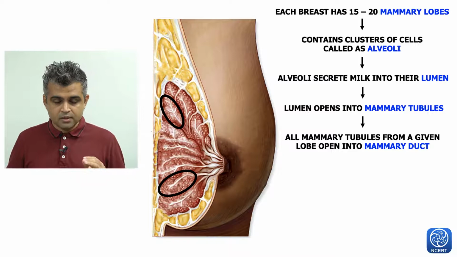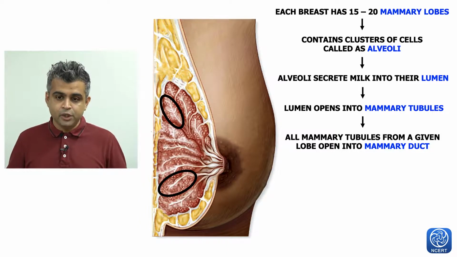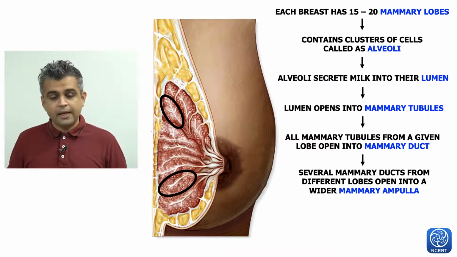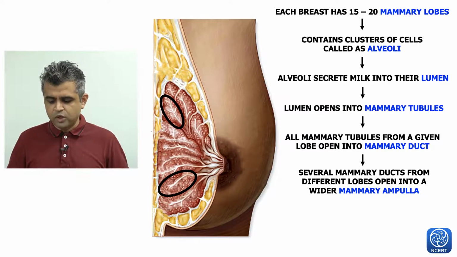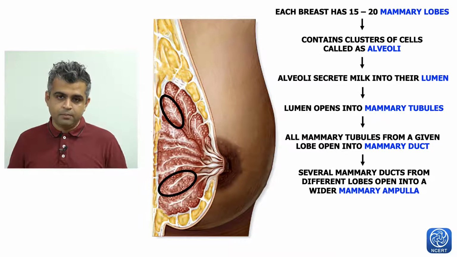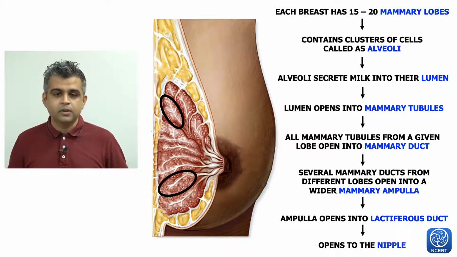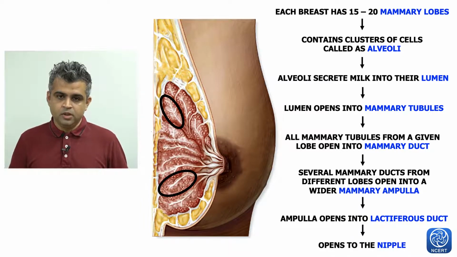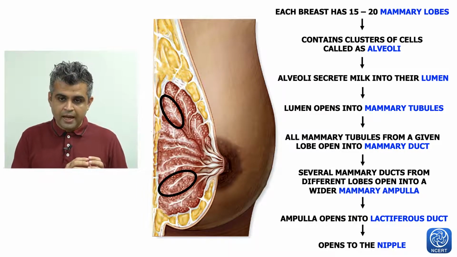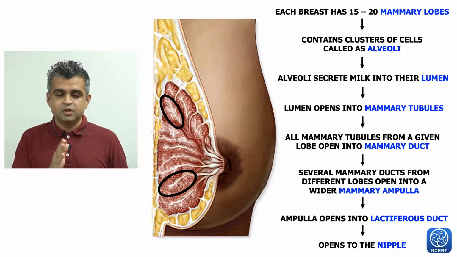All these mammary ducts converge towards the nipple, where a few of them, 2-3 of them, will combine and form a wider tube, which is going to be called the mammary ampulla. So several mammary ducts from different lobes open into a wider mammary ampulla, and the mammary ampullae will open into lactiferous ducts, and these lactiferous ducts open to the nipple.